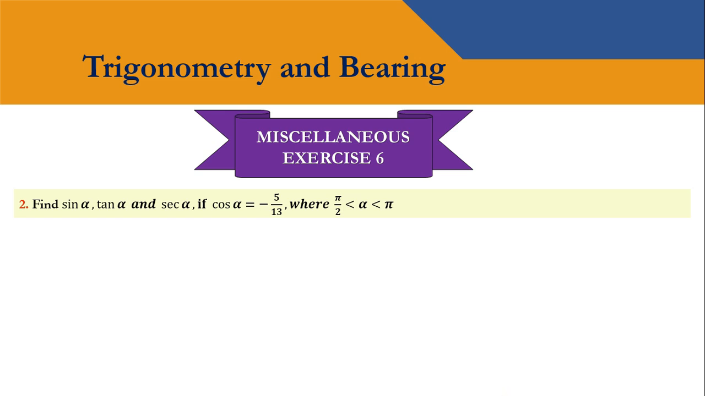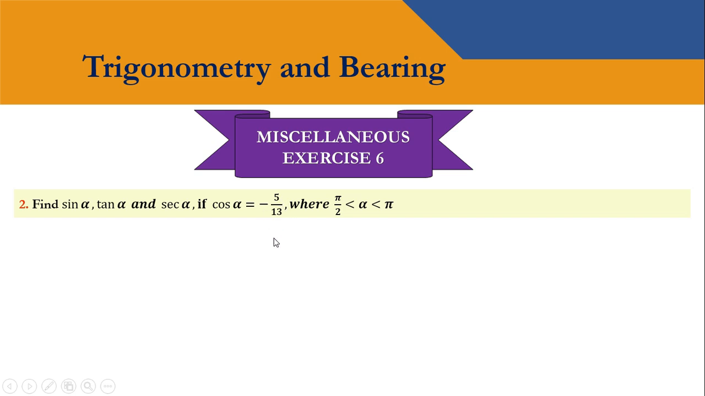In this question we have to find sine alpha, tan alpha and the secant alpha value if cos alpha is equal to minus 5 by 13, whereas the angle is in between 90 degree to 180 degree, which means that your angle is in the second quadrant, and in the second quadrant we know that the value of x is negative. That's why you can see that the cos alpha is equal to negative of 5 by 13. So value of x is already negative here.